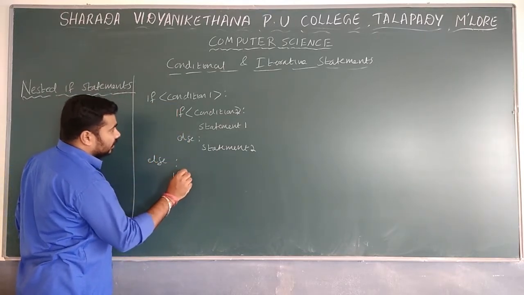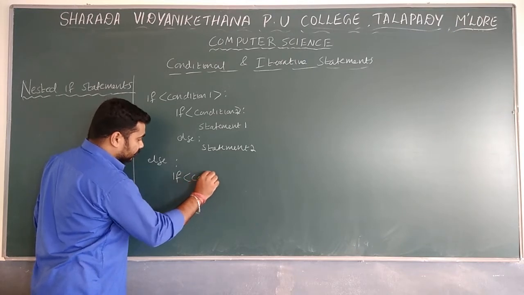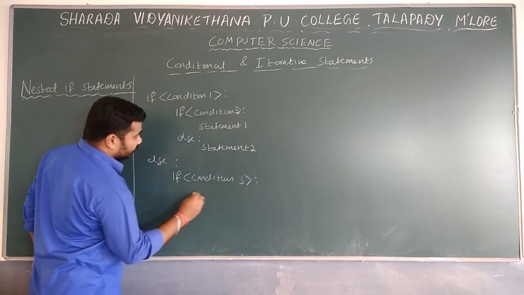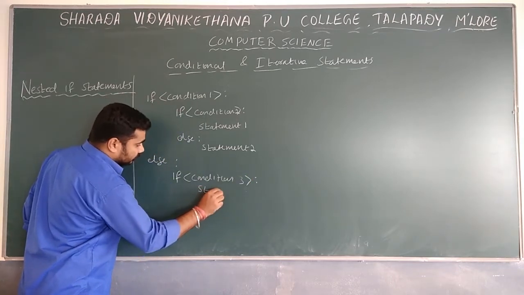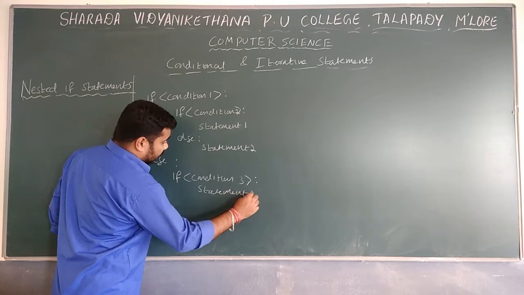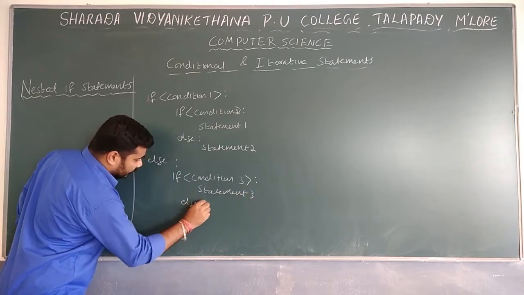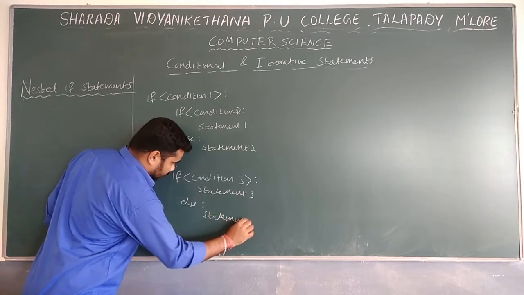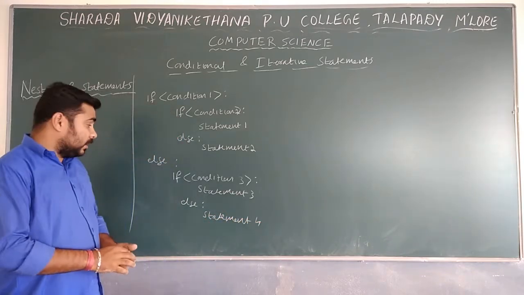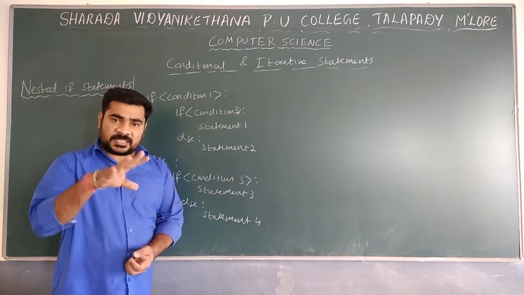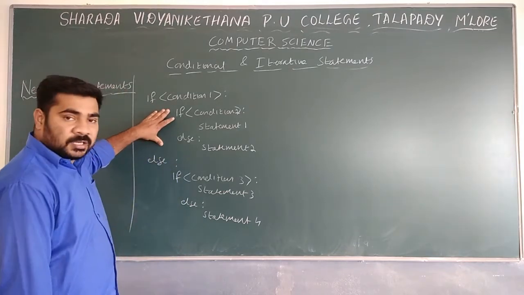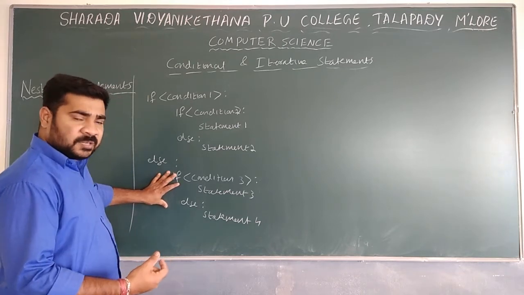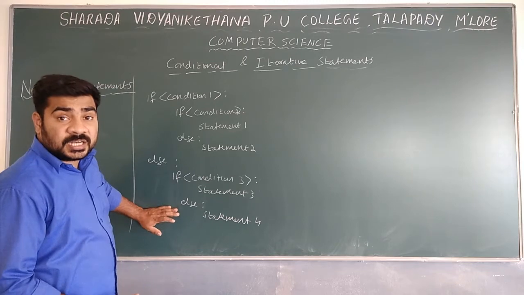Inside the else part, I will write one more if statement, condition 3. Now we are going to check condition 3. Then statement 3, else statement 4. So this is the nested if statement, the best example for nested if. Inside the if part, if I write one more if statement, or inside the else part, if I write one more if statement, this is known as a nested if statement.